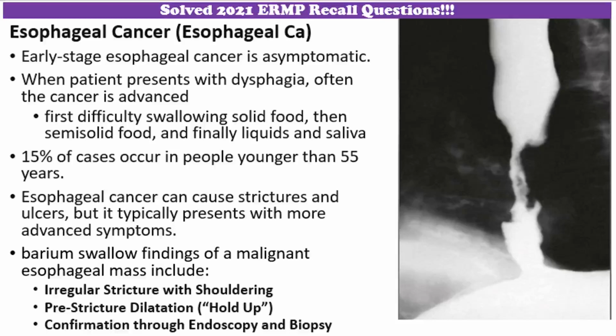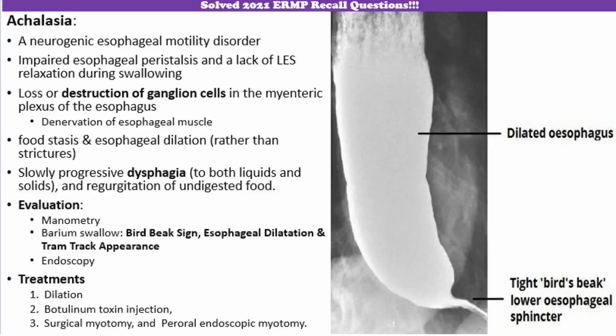Before the narrowed segment, there may be dilatation of the esophagus due to the tumour obstructing the normal flow of contrast material. This results in a hold-up appearance on the barium swallow study. When these two findings are observed, further evaluation with endoscopy and biopsy to confirm the diagnosis is necessary.